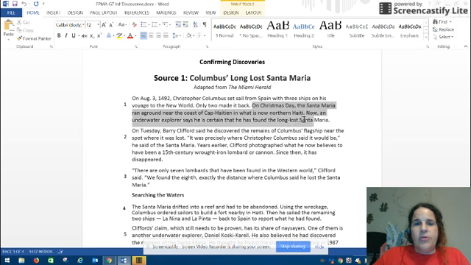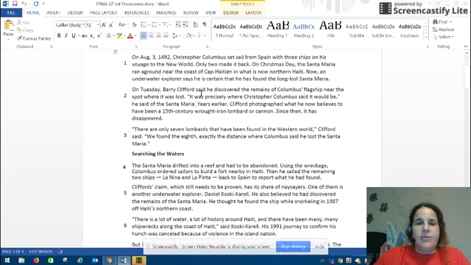Now, underwater explorer says he's found the long lost Santa Maria. Okay, there's still nothing I can use yet. On Tuesday, Barry Clifford said he discovered the remains of Columbus's flagship near the spot where it was lost. It has nothing to do with whether it's proving if it's old or not. It was precisely where Christopher Columbus said it would be. So finding something exactly where somebody said it would be is not going to make it hard to prove. That's going to make it easy because it's exactly where you thought it would be. Years earlier, Clifford photographed what he now believes to have been a 15th century wrought iron Lombardo cannon. Since then, it has disappeared. Taking a picture of something is going to make it easier to prove because you have proof, but he's saying that it's disappeared. So that's the first real evidence that I can use.